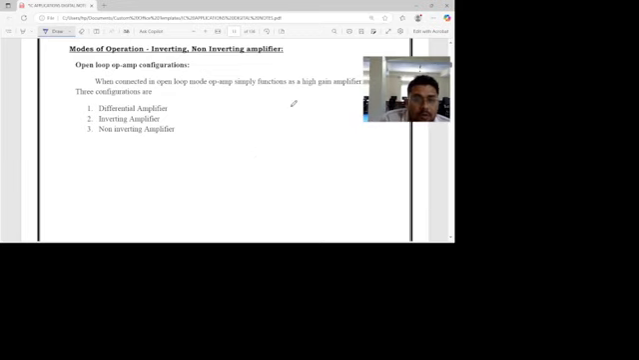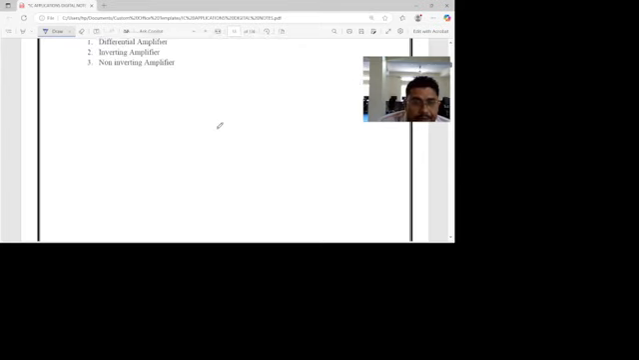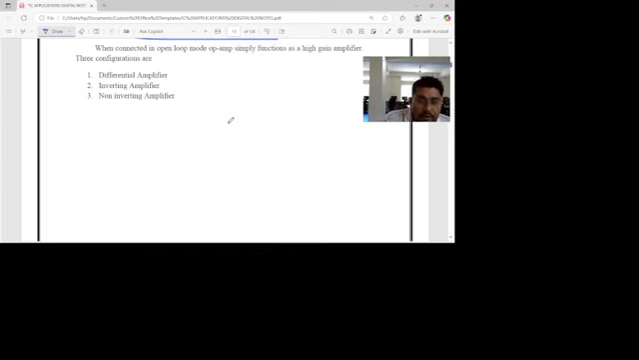This is the op-amp. Three types of configuration are possible. This is the negative terminal. We will discuss them one by one.